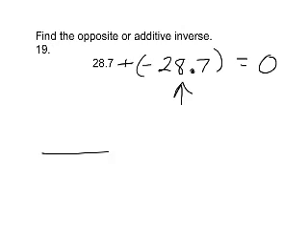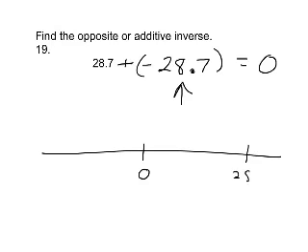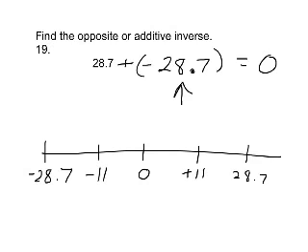Another way of thinking about it is, let's say 28.7 is out here. The opposite or additive inverse would be on the opposite side. It would be a negative 28.7. The opposite, for instance, of a negative 11 would be a positive 11. Opposite or additive inverse, see, because negative 11 plus 11 equals 0.